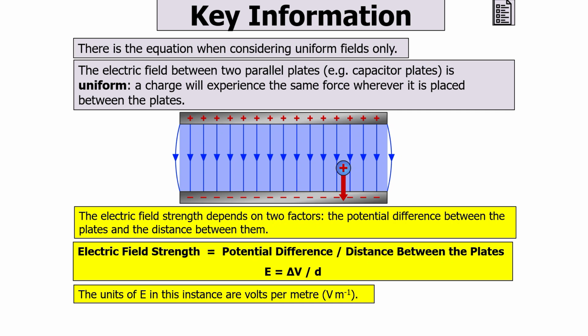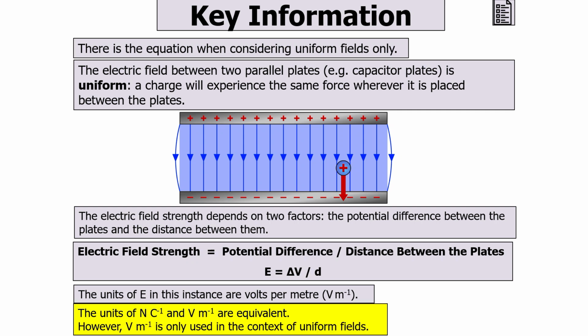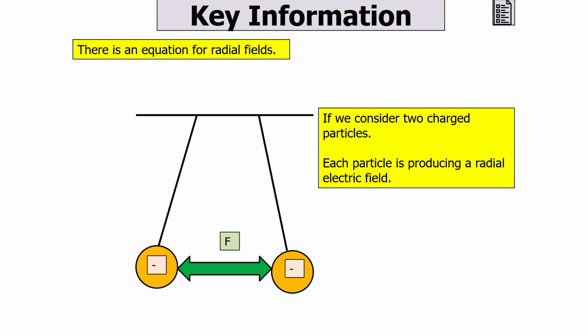Now the units of electrical field strength in this instance are volts per meter. Now this tells us the units of newtons per coulomb and volts per meter are equivalent. However, volts per meter is only used in the context of uniform fields. Finally, there is an equation for radial fields.